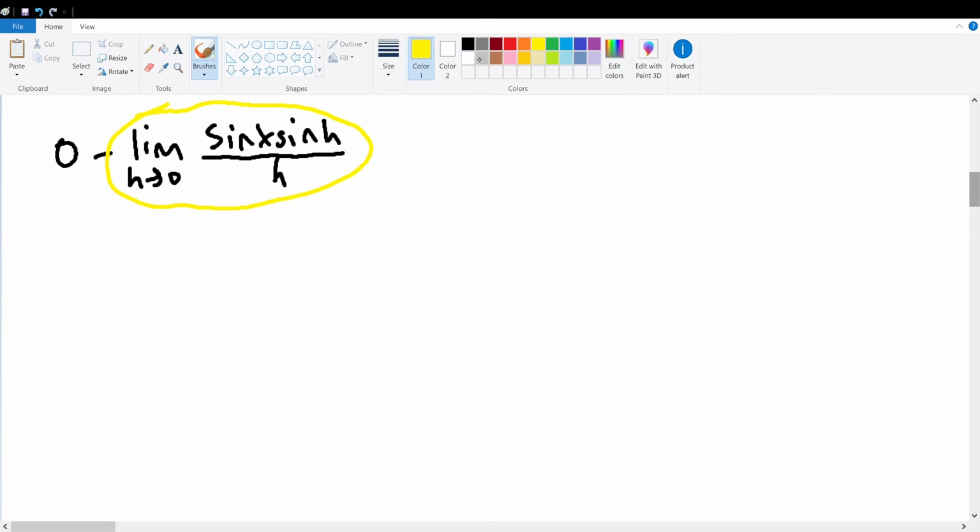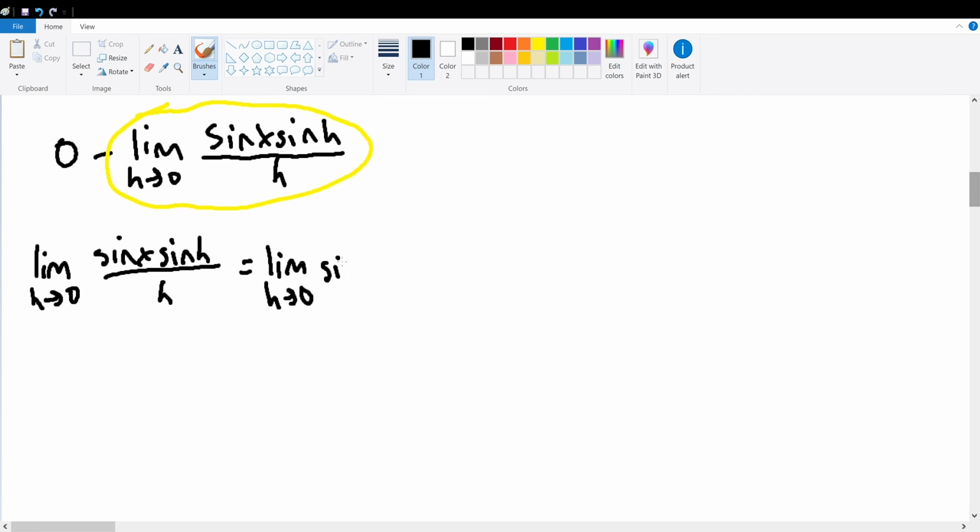So to analyze this limit, the limit as h goes to 0 of sine of x times the sine of h divided by h is equal to the product of two limits, which are the limit when h goes to 0 of sine of x times the limit when h goes to 0 of sine of h over h. And all we did here was apply the previous limit property, which I've stated before, the limit as x approaches some number of the product of two functions. And let us evaluate this limit right here.